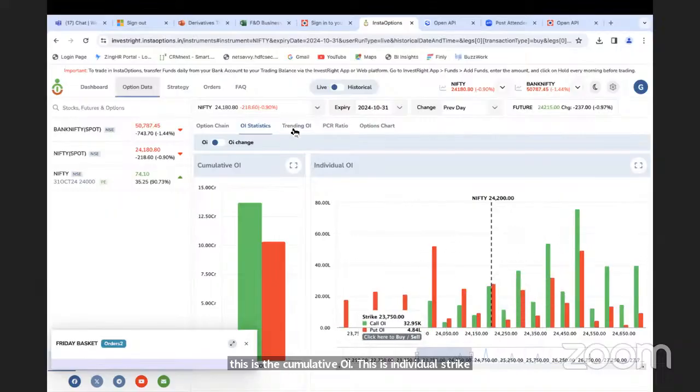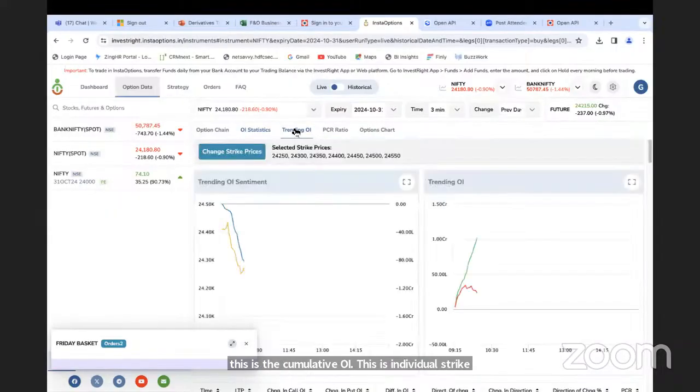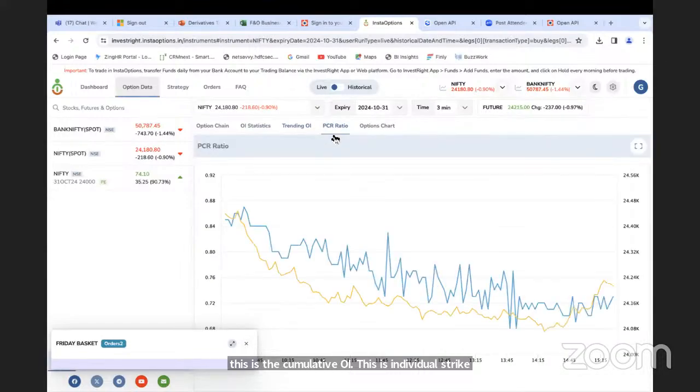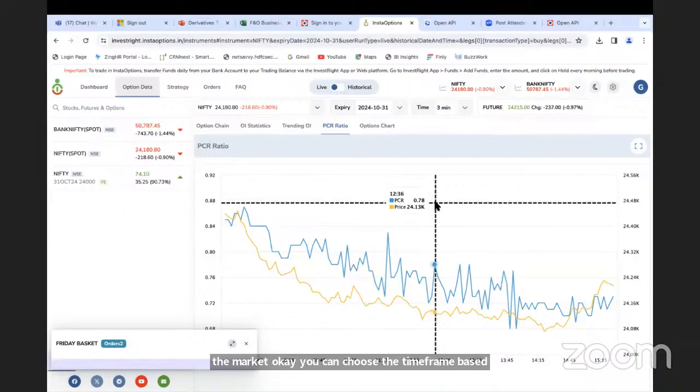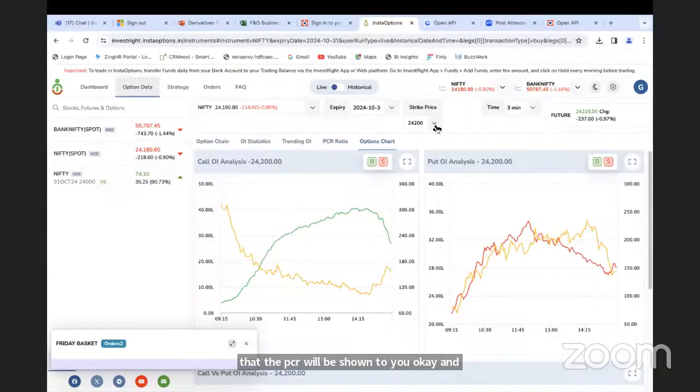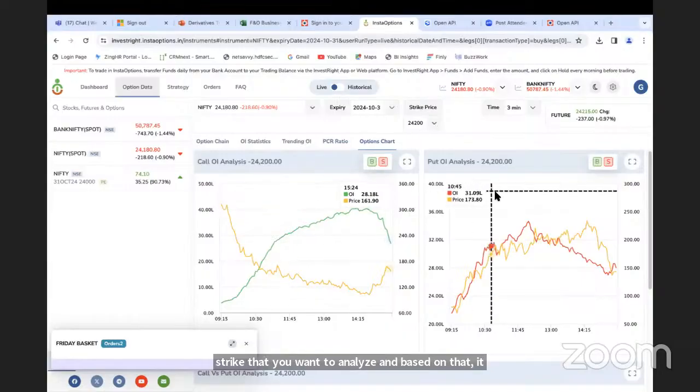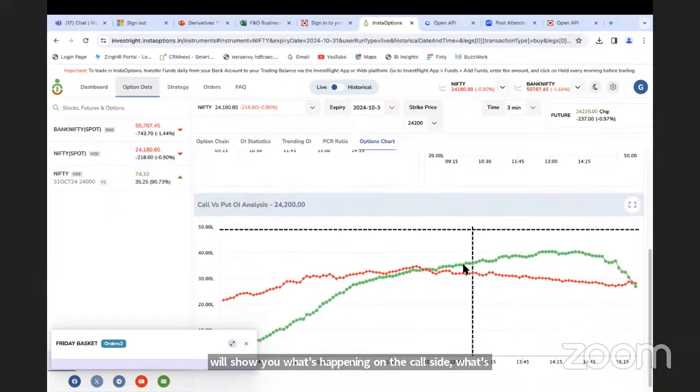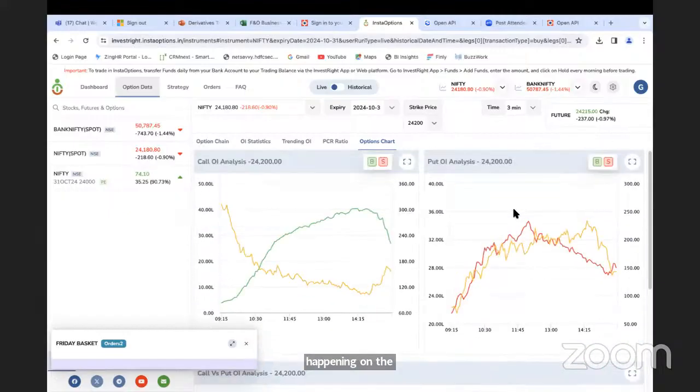There is this trending OI. PCR ratio, this as well will be live in the market. Okay, you can choose the time frame. Based on that, the PCR will be shown to you. Okay, and lastly, the options chart. So you can choose a specific strike that you want to analyze, and based on that, it will show you what's happening on the call side, what's happening on the put side, and the combined chart as well. Okay, so all the analysis is very handy, and it's very easy to understand, easy to use.